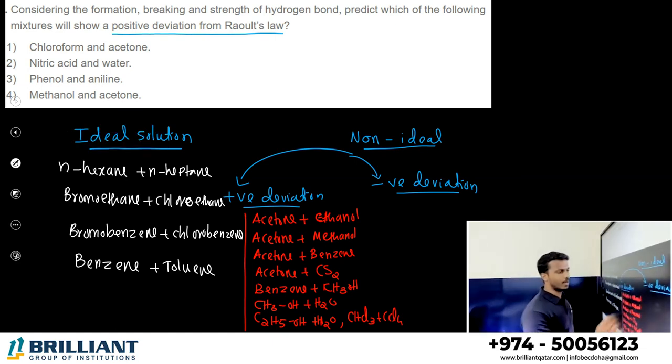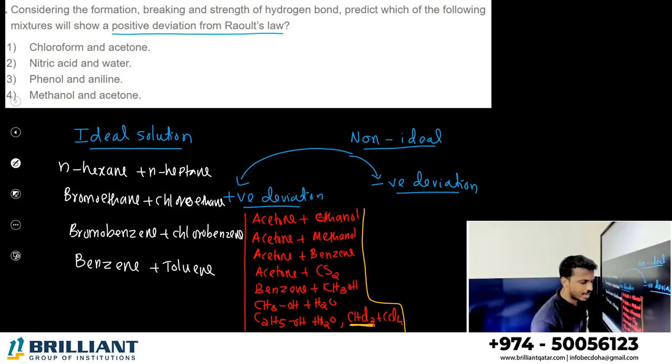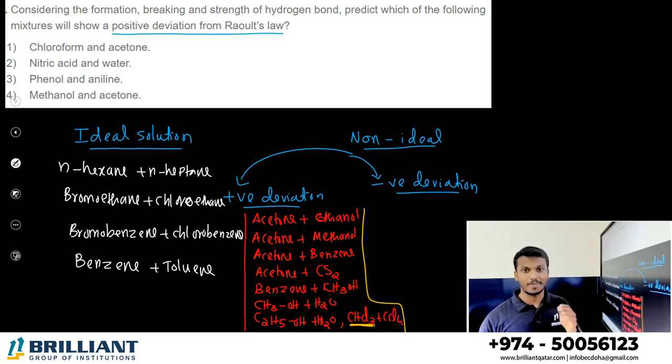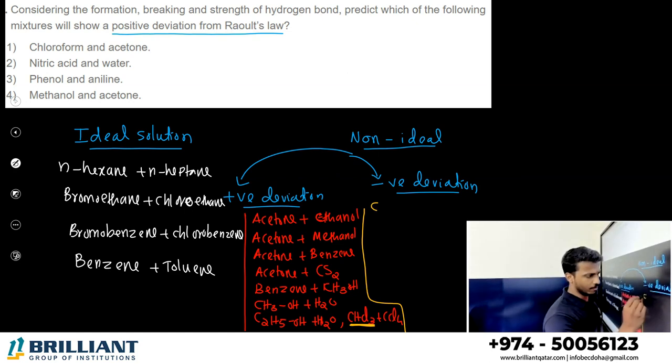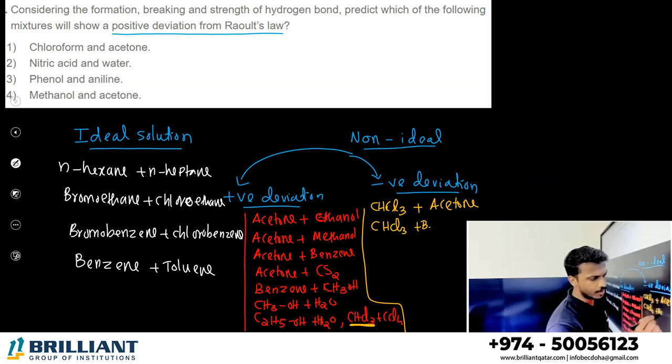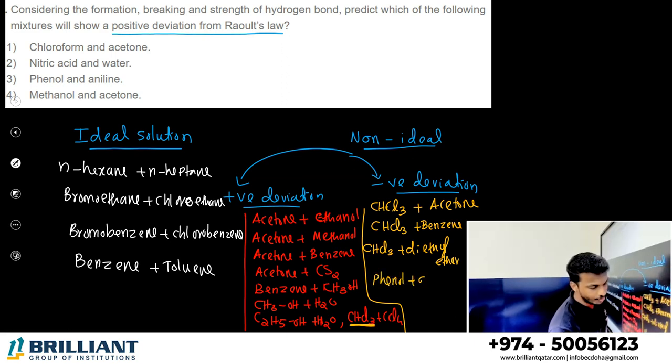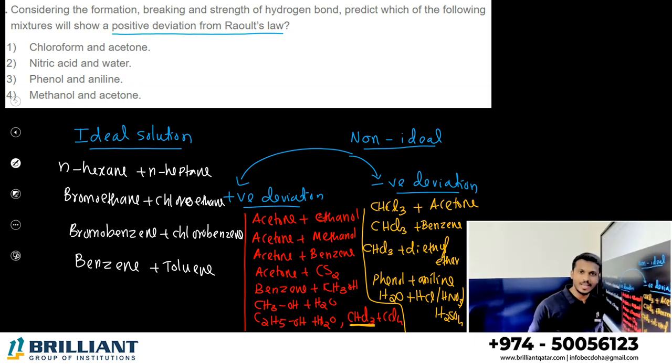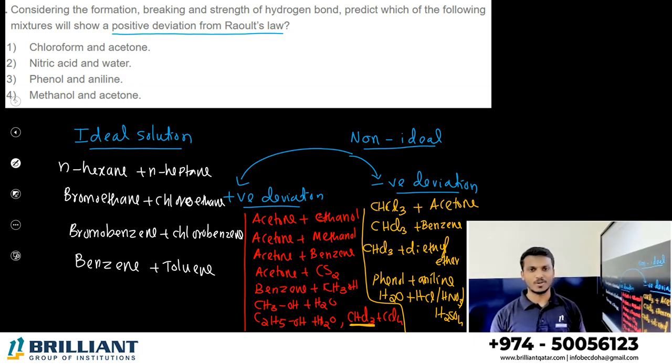Now let me give you some other examples for the case of negative deviation. Negative deviation is mainly given by chloroform. Only one example with chloroform was discussed in positive deviation: chloroform with the carbon tetrachloride. All the others belong to negative deviation, like CHCl3 with acetone, chloroform with the benzene, chloroform with the diethyl ether, phenol with the aniline, and water mixing with any acid like HCl, nitric acid, sulfuric acid, etc. Water with the HCl, water with the nitric acid, water with the sulfuric acid, all belong to negative deviation solutions.